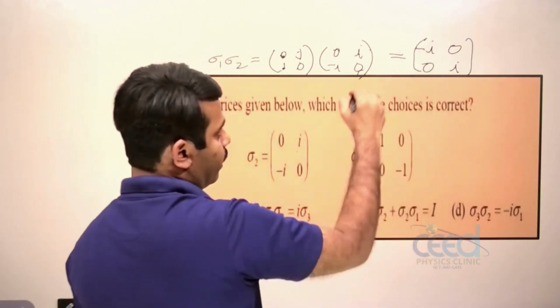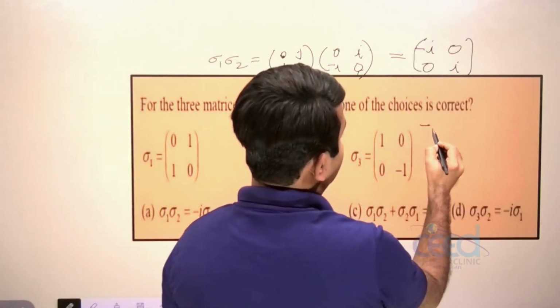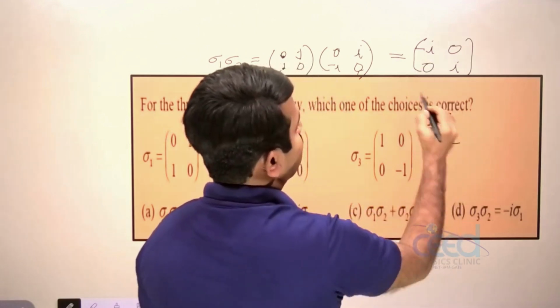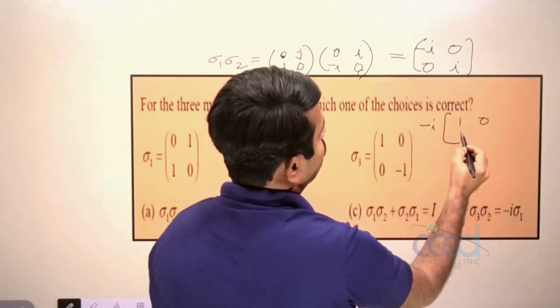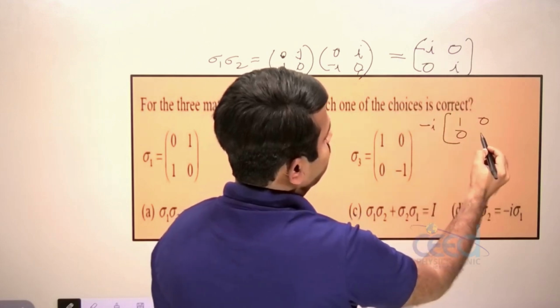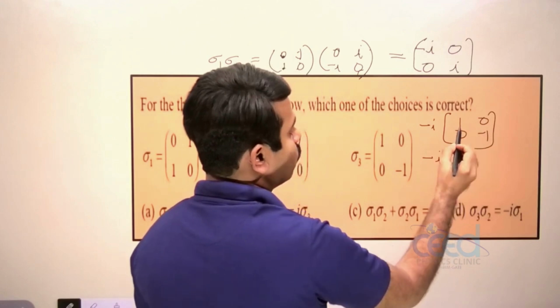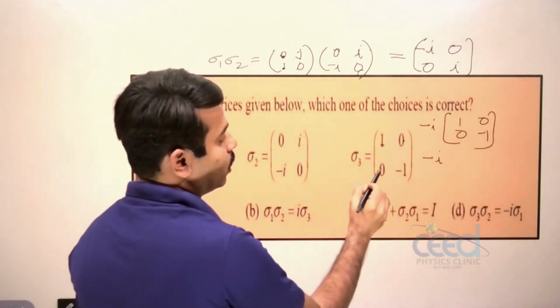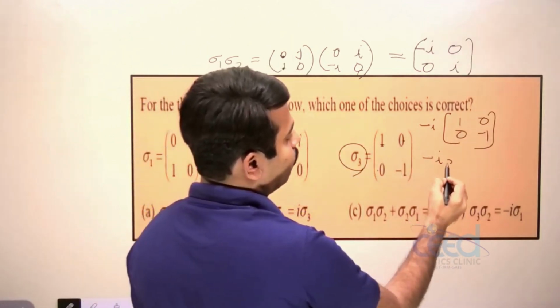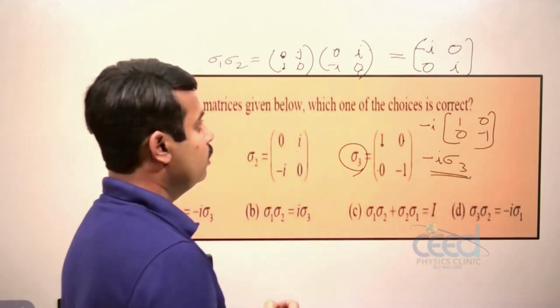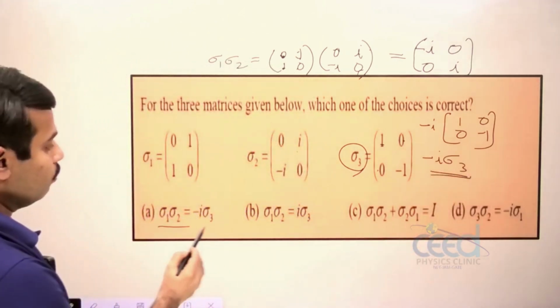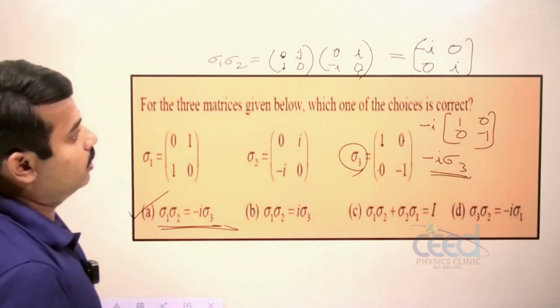Now if I take a minus i out, what do I get from this? 1, 0, 0, minus 1. Minus i into this matrix, you get 1, 0, 0, minus 1. This is our sigma 3. So minus i sigma 3. So sigma 1, sigma 2 is equal to minus i sigma 3. So this is correct.